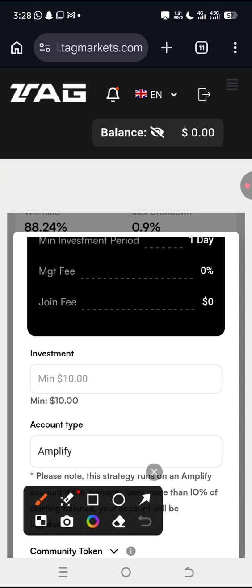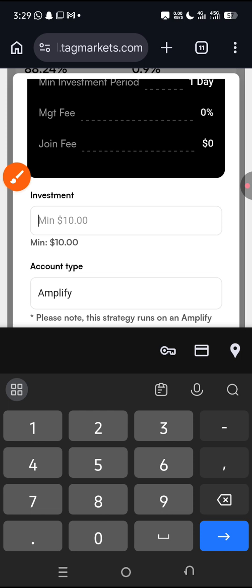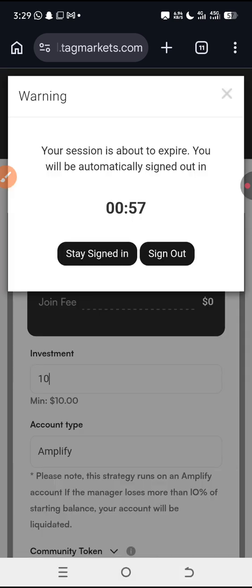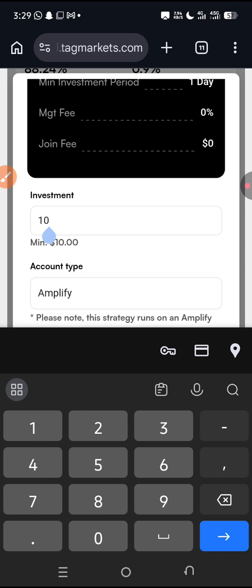So, how much have you deposited? Probably you deposit $100. You can decide to put in $50 here, or put in $70 or $75. That means you can do part of what you have here, and use another copy trader to do the remaining. So it's left to you. The minimum you can put here is 10, so I'm putting 10 just to tell you the minimum. He's asking me if I want to stay signed in. Okay, the minimum is 10, so I'm putting 10.